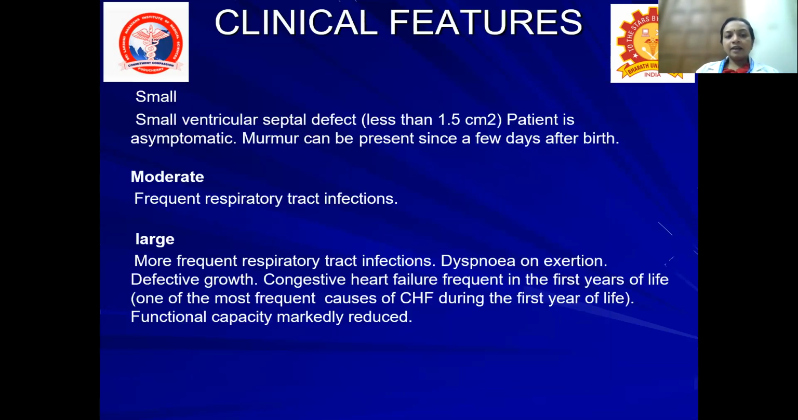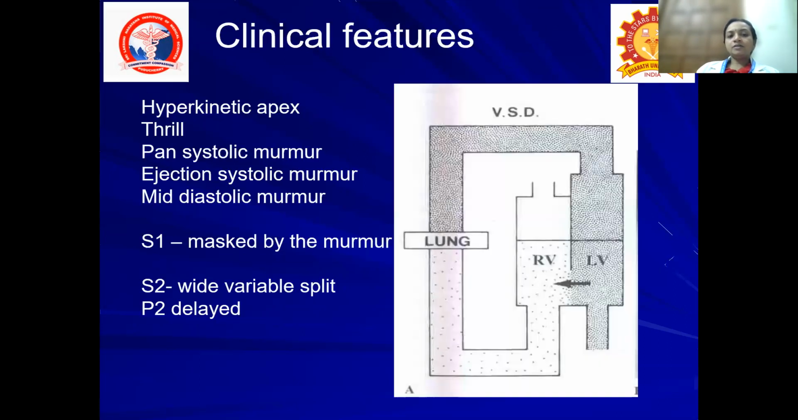Clinical features are again based upon the size of the VSD. If it's a small VSD, usually the patient remains asymptomatic and the murmur could be appreciated after a few days of birth. A moderate VSD could present with frequent respiratory tract infections. Large VSDs again present with frequent respiratory tract infections, dyspnea on exertion, defective growth, and congestive cardiac failure, and the functional capacity is markedly reduced. On examination, you could see a hyperkinetic apex.